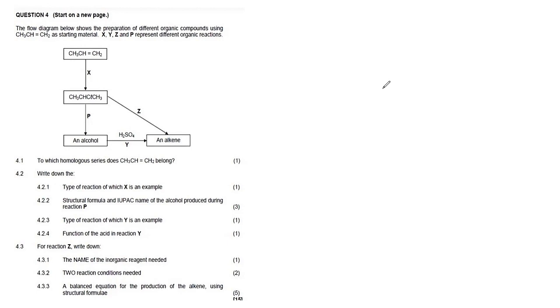Okay, so we have question 4. It says the flow diagram below shows the preparation of different organic compounds using CH3CH=CH2 as a starting material. X, Y, Z and P represent different organic reactions. Then 4.1, they are asking to which homologous series does this compound belong? Now we can see with that double bond here that obviously this belongs in the alkene homologous series. So it is alkenes, right?